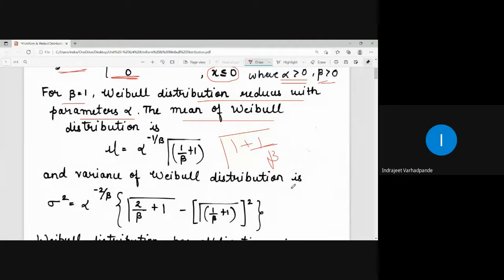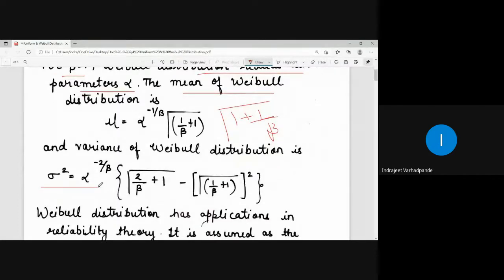Variance of the Weibull distribution is given by sigma square, which is alpha to the power minus 2 by beta times gamma of 2 by beta plus 1 minus gamma of 1 by beta plus 1 whole square. That is, expectation of x square minus expectation of x whole square. That is the logic behind the calculation of sigma square.